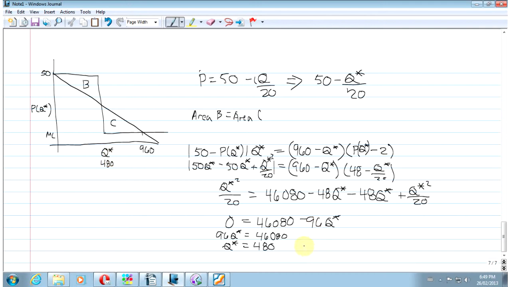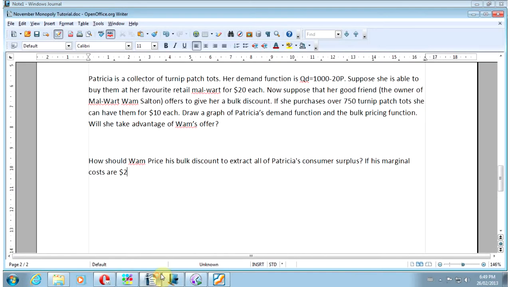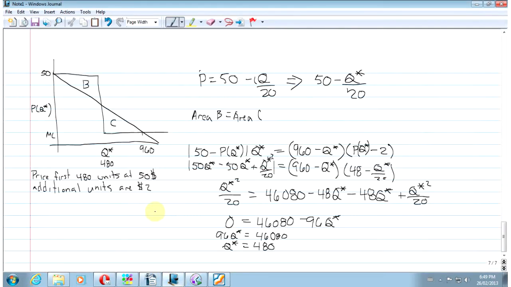Okay, and then that's all I need, right? So I'm going to price the first 480 units at $50, her maximum willingness to pay. I'm going to price additional units at $2. And it just occurred to me that I might have said 5. No, I did not. I was thinking 5, but then I said 2. And I'm glad I was doing that.